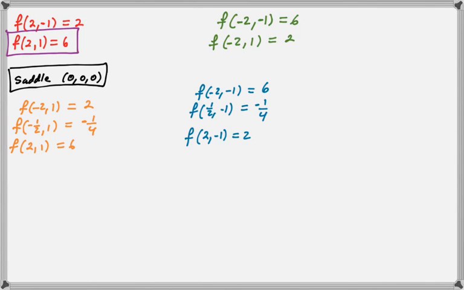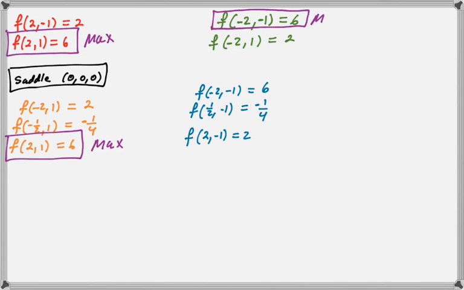We got our saddle, and then we're going to be looking at all the boundaries. So we got the boundaries in red, green, orange, and blue. And we're going to determine what's the largest, what appears to be 6. So we'll put max next to those. Notice that in both we got the same point 2, 1. So 2, 1, and 6 is a max. -2, -1, and 6 is a max, and we got it again looking at a different boundary.